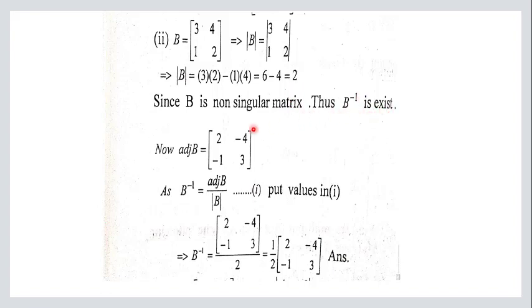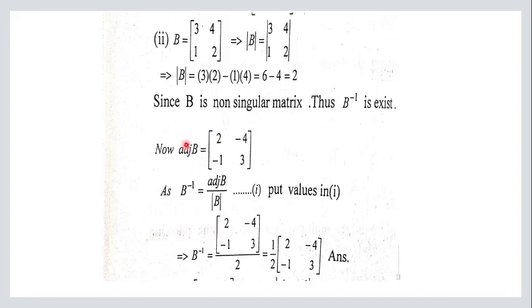Alright. And in the other parts of the question, if you find that the determinant of the matrix is equal to 0, you will not proceed further. We will just simply say the matrix is a singular matrix, therefore inverse does not exist. But in this case, determinant is not 0, therefore the matrix is non-singular and therefore the inverse of this matrix exists.